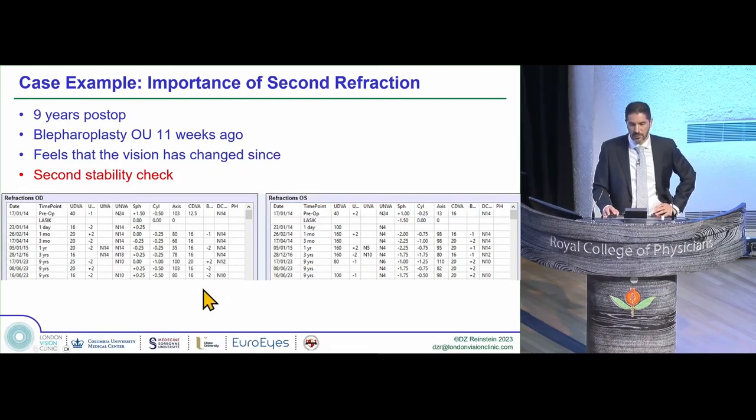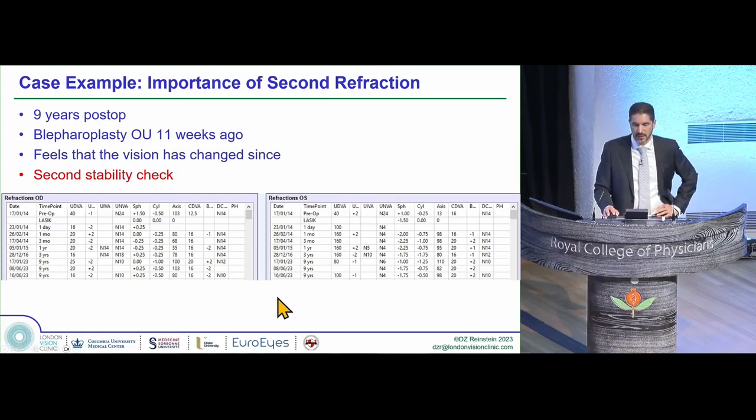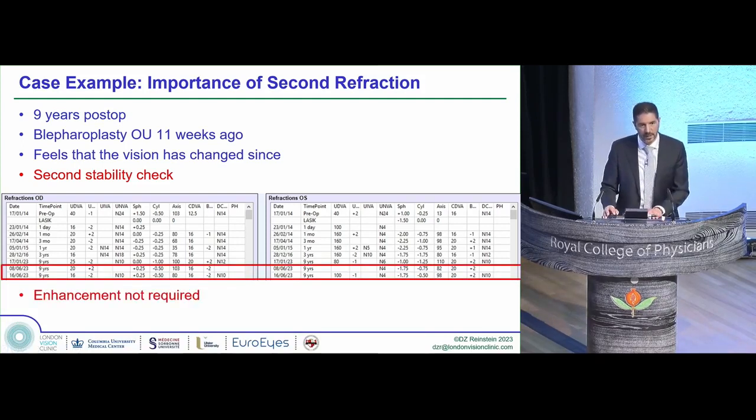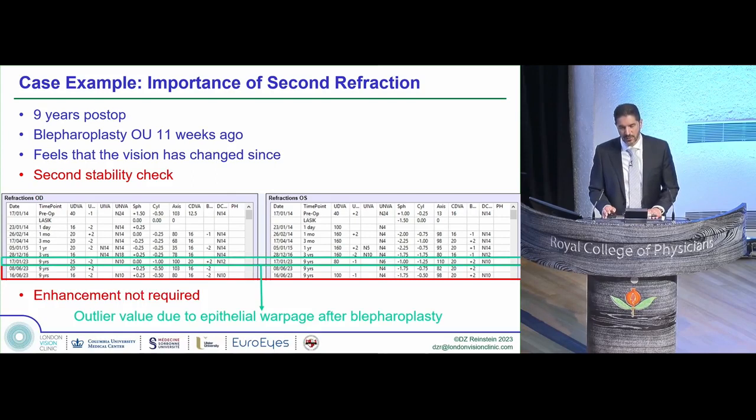So the refraction was repeated a few days later, a week later, and you can see it was actually very consistent. So the truth is that this was just a case where the enhancement wasn't really required, but actually was due to epithelial warpage from the blepharoplasty itself. So just to say that there are a lot of influences on the refraction, and when you treat someone, you've got to treat them not just based on their refraction, what you see on the day, but you've got to also anticipate other factors that might influence the refraction itself.